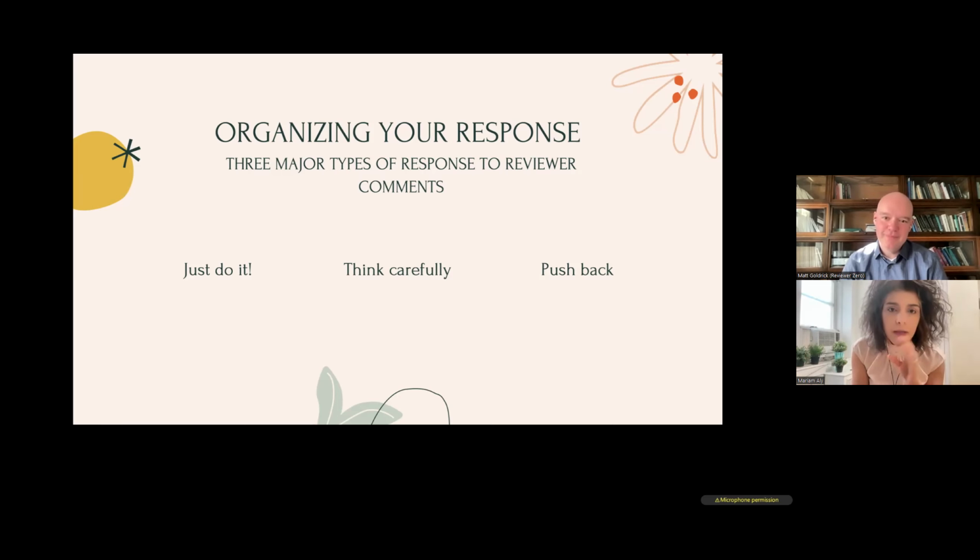The second class of response is to think carefully. This might be cases where the reviewer highlights something that may or may not be a problem, something that maybe you haven't considered before, something that you're not sure if you can address with new analyses or if you can reason your way out of it.